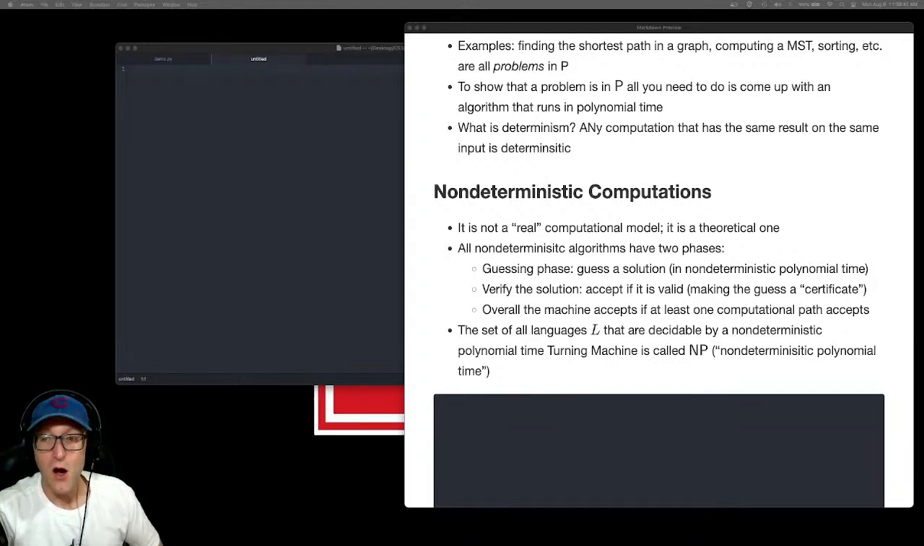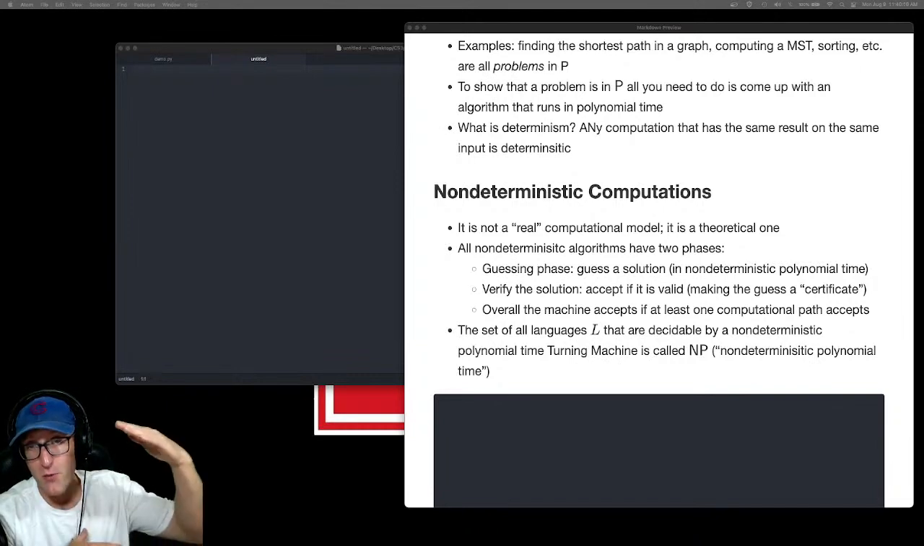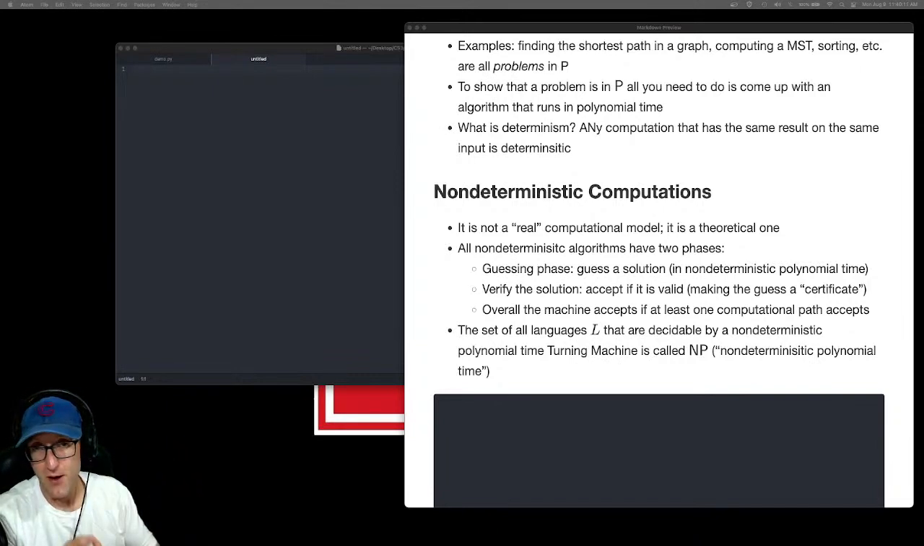It's non-deterministic polynomial time. It is this magical, unreal, theoretical computational model, right? Don't think of it as real at all. You can simulate non-determinism very, very easily. All you have to do is brute force it. And once you've got brute force, though, now it's exponential time.